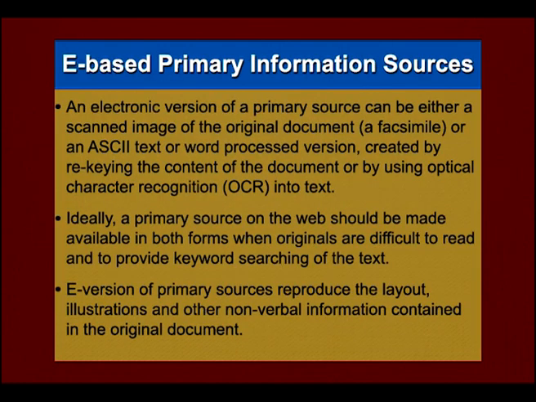E-based primary resources are something where you can digitize matter which is not available in digital form, then OCR that text and make it accessible to others. Ideally, a primary source on the web should be made available in both forms when originals are difficult to read or you cannot get access to them. Based on keywords or meta tagging, you can search any documents which were available in the past and access them today.